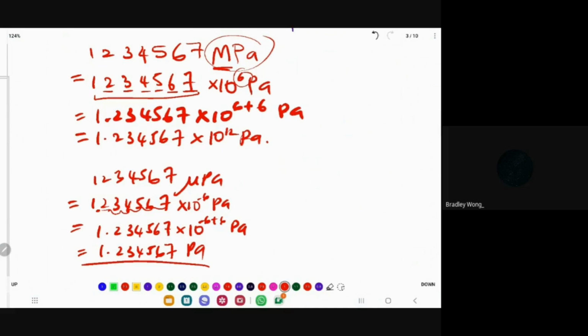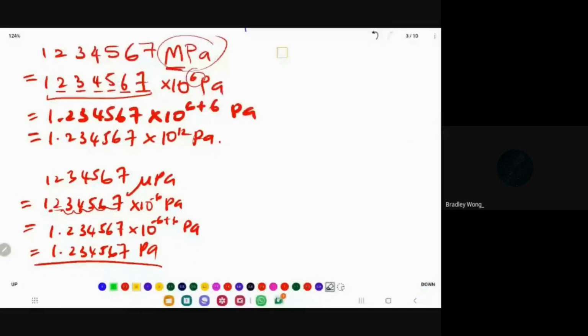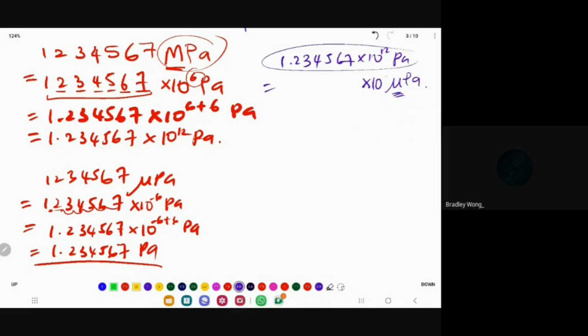Okay, now what if I want to reverse it? I want to revert back to the prefix. Let's say I have this question, 1.23456 times 10 to the power of 12 Pascal. I want to put it in the form of micro. So I already put a micro here, I want to change it back. So I put a 10 to the 6, am I right?